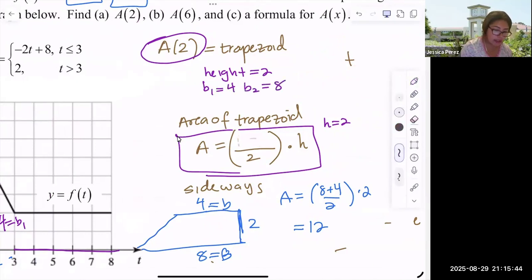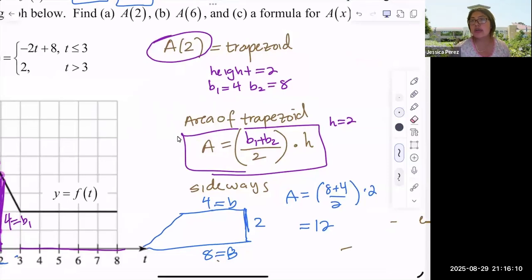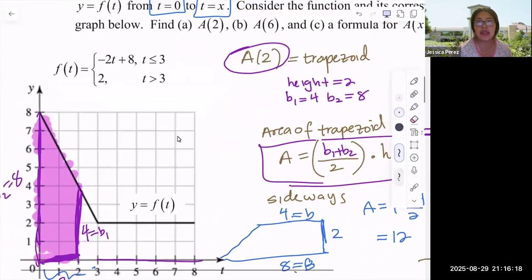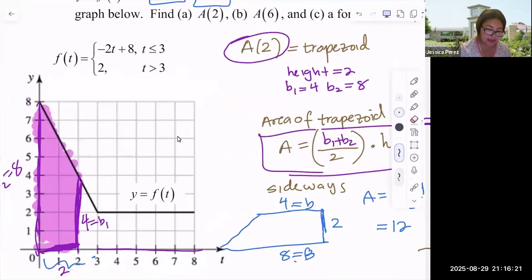So let me change my formula here. It's going to be base 1 plus base 2 over 2 times my height. Then I'm going to use that formula to evaluate A of 2. So A of 2 is 4 plus 8 over 2 times 2. That is equal to 12. That's the answer we also had in class, so we could do it both ways. However, I wanted to show it to you in a better format because we're going to use that in part C. Now, what happens when we're looking for A of 6?